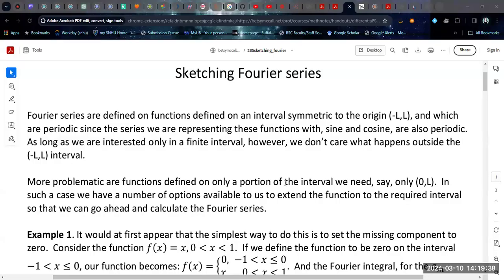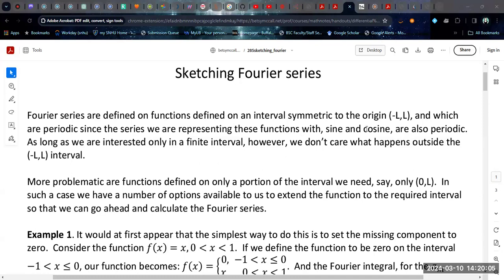All right, so when we're working with Fourier series, these are functions defined on intervals that are symmetric to the origin. So they're typically defined on intervals between some fixed value L and the negative fixed value of the same thing. So negative pi to pi, or negative 1 to 1, or that sort of thing. And outside that interval, they're periodic, so they repeat themselves.